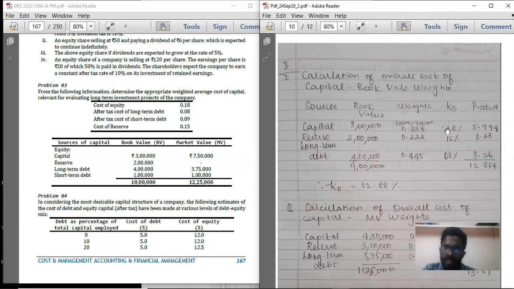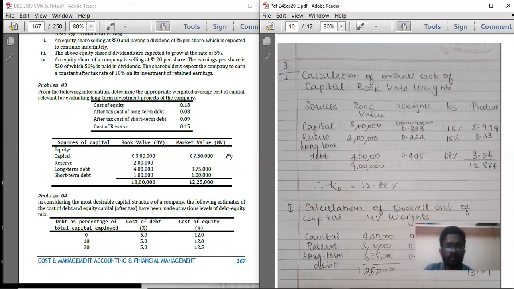So in respect of KS, now record. What is the cost of equity they have given? 18%. So in respect of equity capital, record 18%. Next, in respect of reserve, how much is the cost of reserve? 15%. So KS in respect of reserve, record 15%. That is, at 18% you are getting equity share capital, and at 15% you are getting reserve funds.